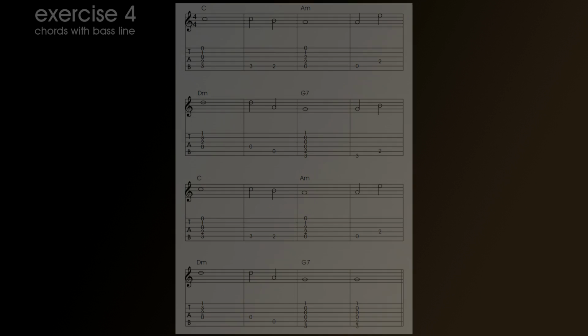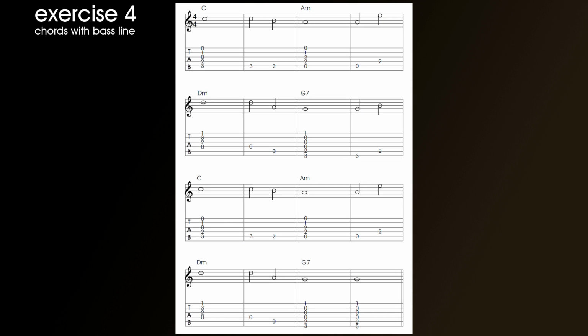Exercise 4. This exercise virtually has an identical rhythm to the previous exercise. However, this time, rather than playing the melody, we're playing a bass line. And the bass line will be connecting the chords together.